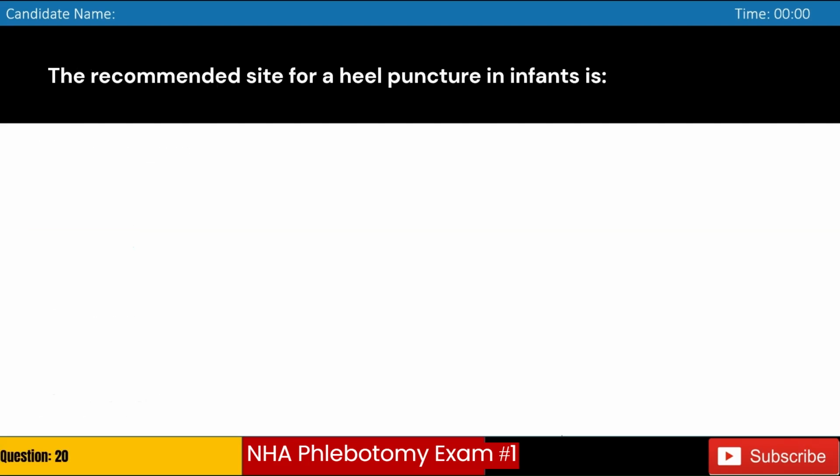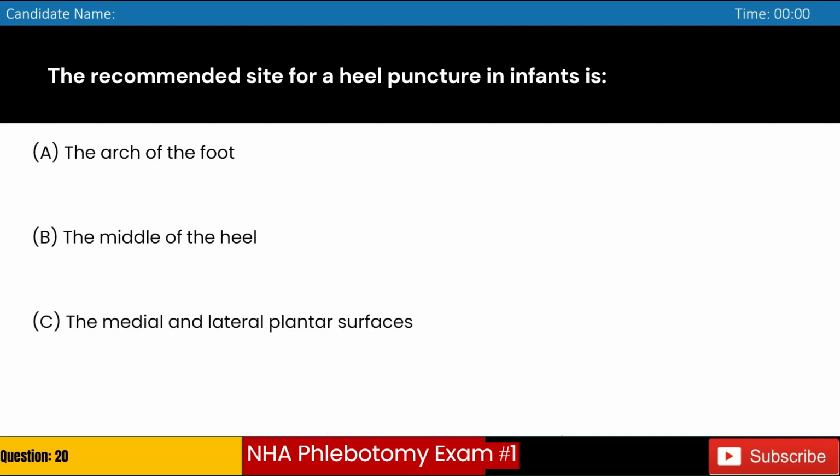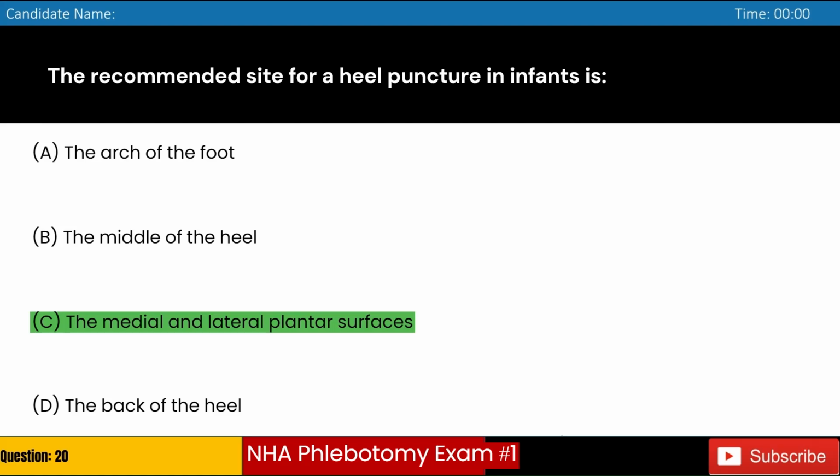The recommended site for a heel puncture in infants is: A. The arch of the foot. B. The middle of the heel. C. The medial and lateral plantar surfaces. D. The back of the heel. Answer C. The medial and lateral plantar surfaces of the heel are recommended for dermal punctures in infants.